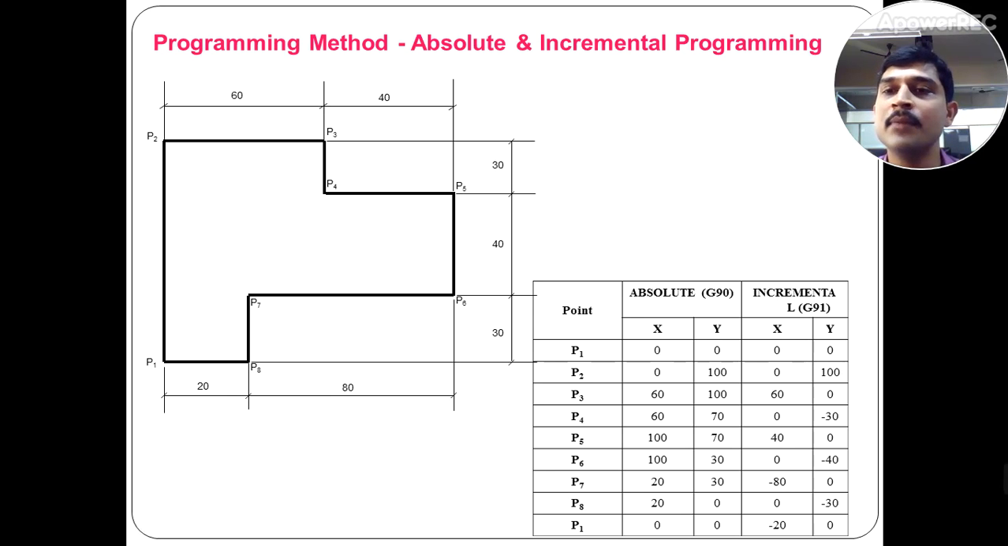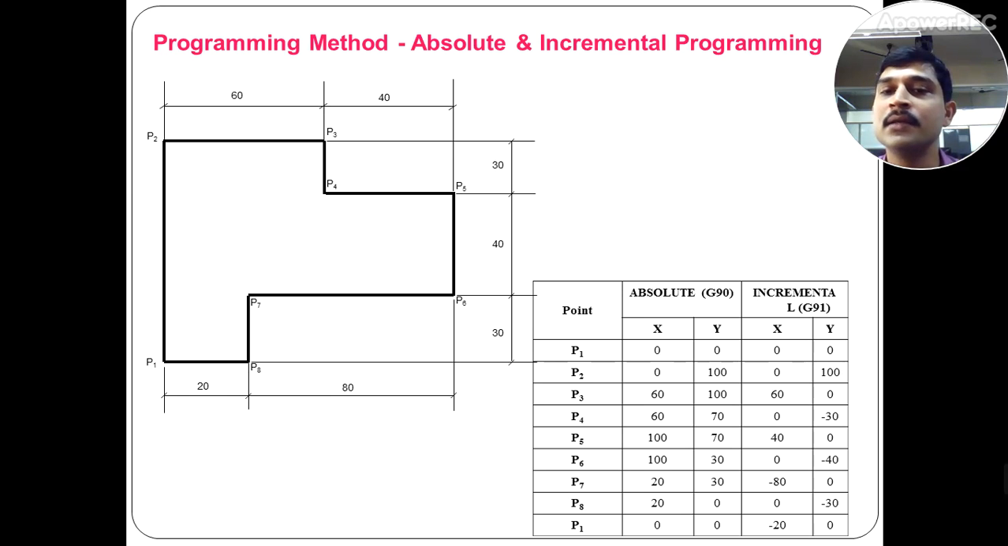In case of incremental, that is using the G91 code, the reference point continuously changes. When we want to specify the coordinates of the point P2, we have to take P1 as the reference. So we have to find the distance in the x direction as well as the y direction. In the x direction it will be 0 and in the y direction it will be 100. Whereas when we want to specify the coordinates of the point P3, we have to take P2 as the reference now. So the reference changes. In the x direction the distance between P2 and P3 will be 60, whereas in the y direction it will be 0.